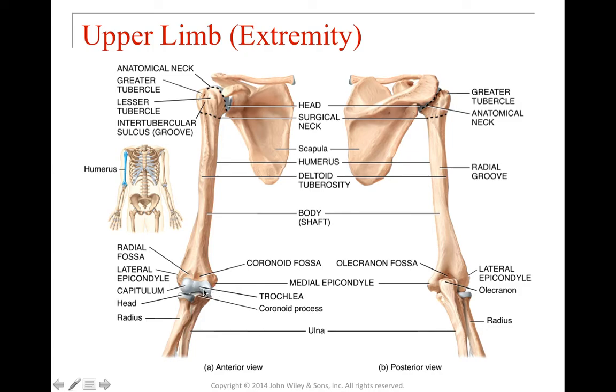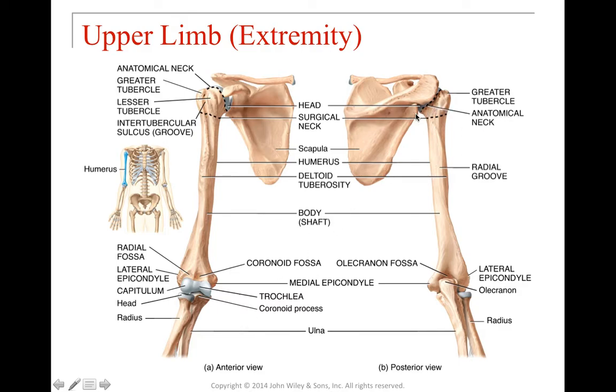And these two are going to interact directly. So the medial epicondyle is going to be right next to the trochlea here. The trochlea interacts with the coronoid process of the ulna. And the capitulum, which is right next to the lateral epicondyle of the humerus, is going to interact with the head of the radius. Okay, that's what this looks like from the anterior view.